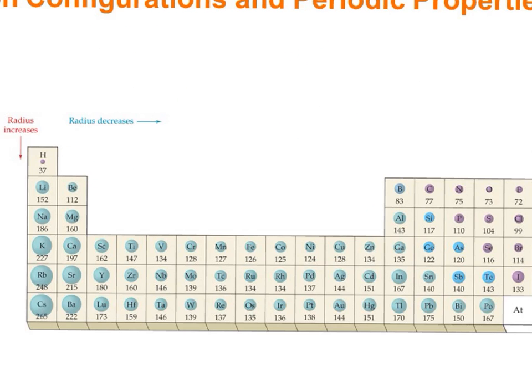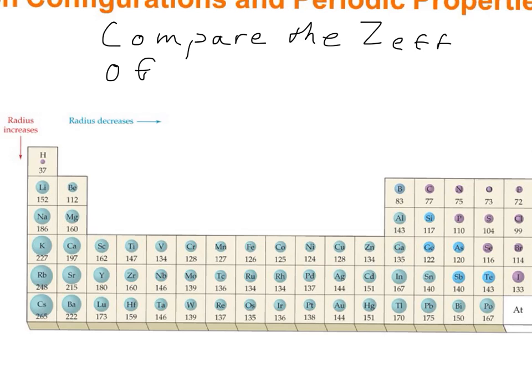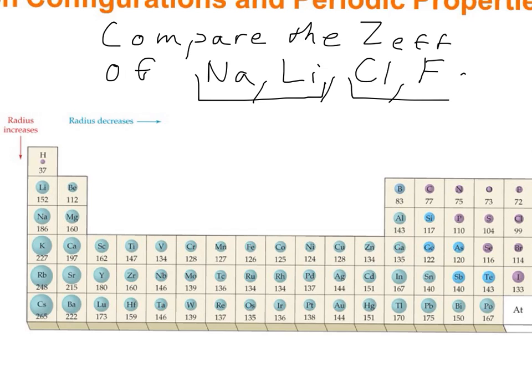All right, so let's summarize what we've been talking about. Compare the effective nuclear charge of sodium, lithium, chlorine, and fluorine. First, let's compare the elements that are in the same group. Lithium and sodium are in the same column, i.e. the same group, and then chlorine and fluorine are in the same group.